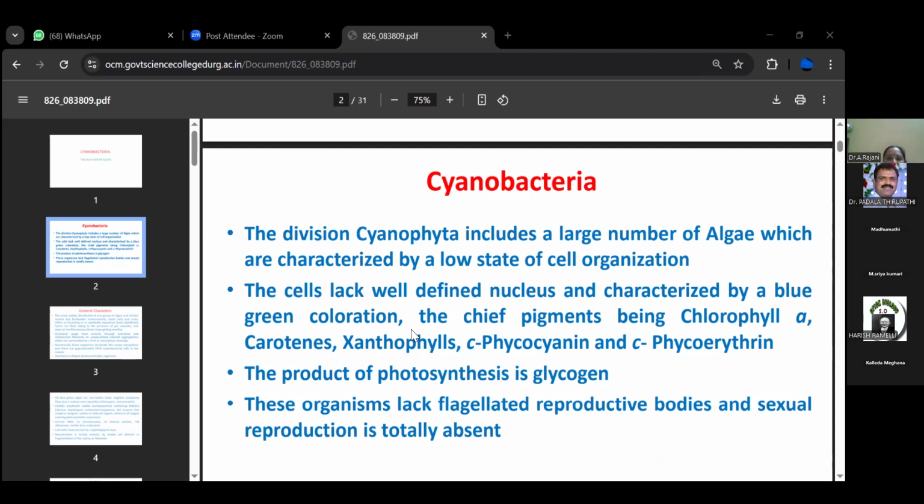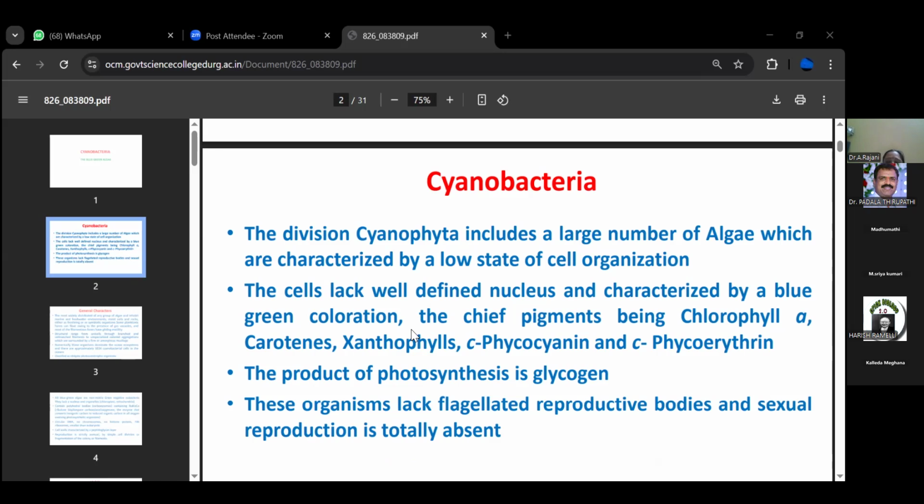In cell biology we already started, no, the eukaryotic cell and prokaryotic cell. The main difference between eukaryotic and prokaryotic: in prokaryotic, the nuclear membrane is absent. In the eukaryotic, the nuclear membrane is present. Here, the nuclear membrane is absent. That is the first character.